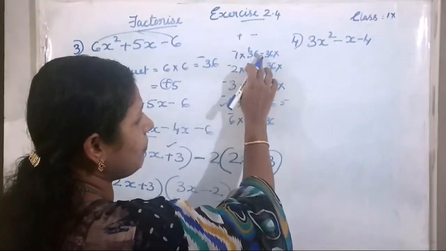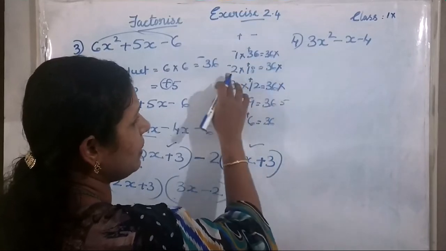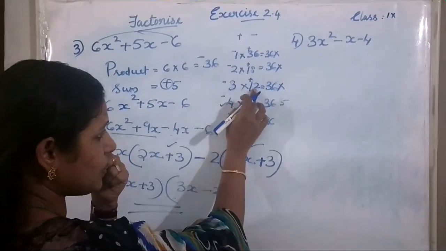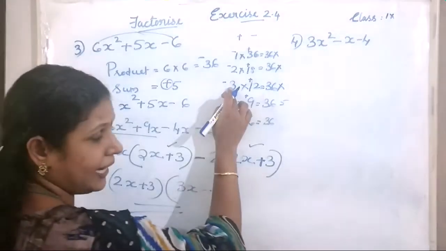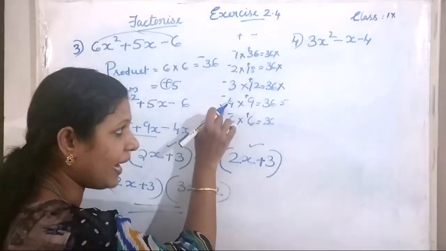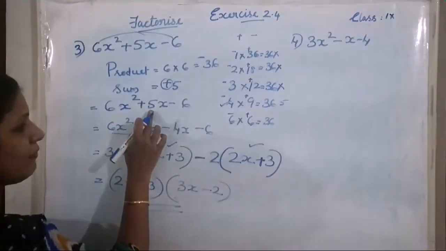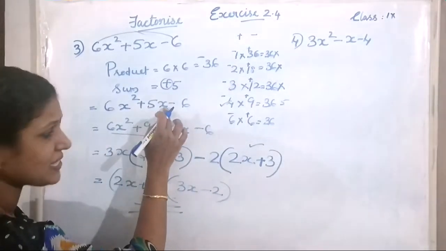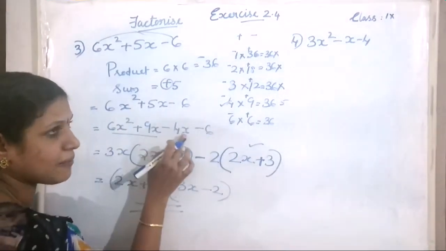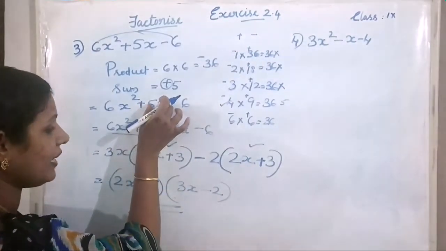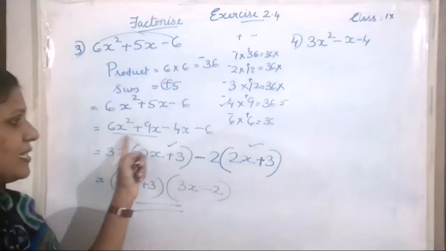And we add the numbers here. We get 35, so it's not possible. Here we get 16, so it's not possible. Here we get 12 minus 3 is 9, so it's not possible. Here 9 minus 4, we get 5. So yes, we select this minus 4 and 9. That is, instead of this 5x, we write plus 9x and minus 4x. That is 9x minus 4x is 5x. Understood? Then we categorize into two parts.